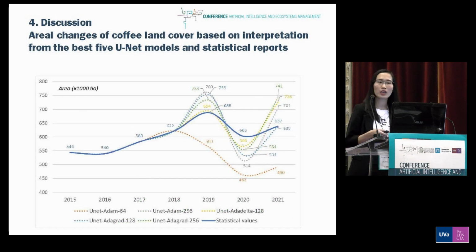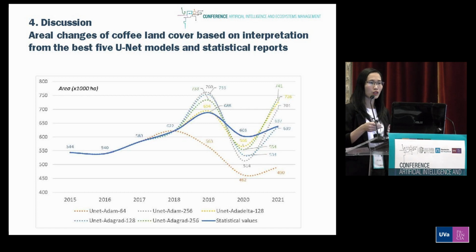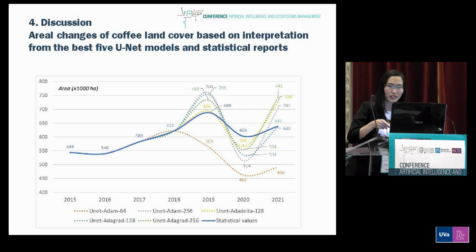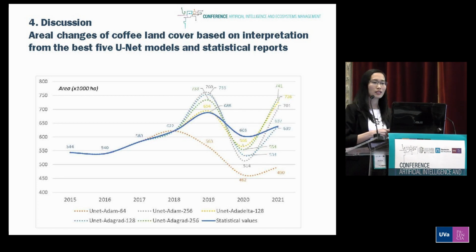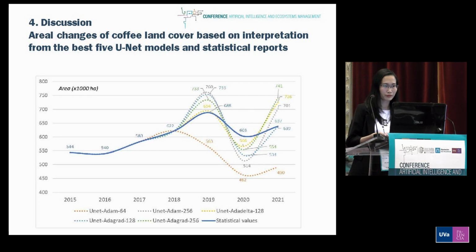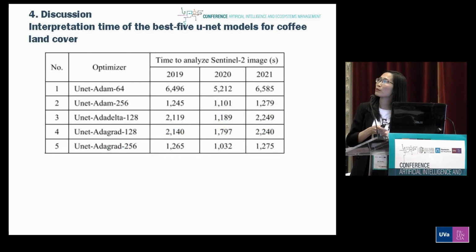So for the discussion, we have some comparison between our models and the government values. The government values are the blue line, and our models are the split line. In this picture, you can see that our best model is UNet Adadelta 128. So I list the analysis time for the Sentinel-2 images from 2019 to 2021 with our 5 best models, and we can see that if the inputs of the models are larger, the time may be lower.